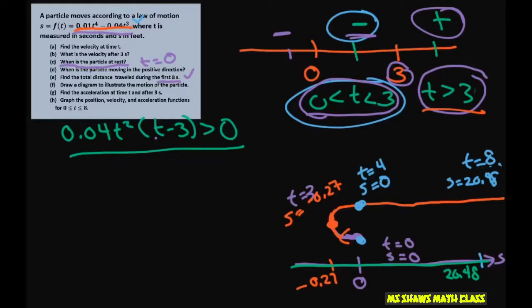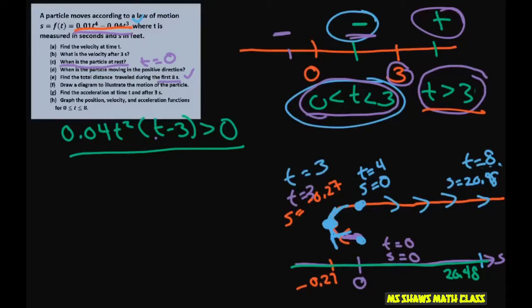Now, this means you're going positive. This means you're going negative. This piece in here, when we're doing this turn here, means it's at rest. It's not going positive or negative. And that's when t was 3.